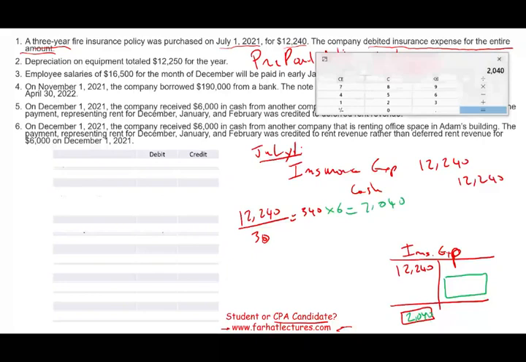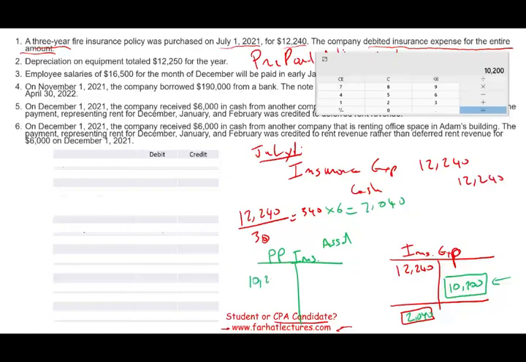Well, how do we do this? We are recording right now $12,240 of expense, which is incorrect. We're going to deduct from it $2,040, and we have to back out $10,200. So this is part of the entry. This is the credit. For every credit, we have to have a debit. We're going to take it out of insurance expense, and we're going to put it into, you guessed it, prepaid insurance, which is an asset.